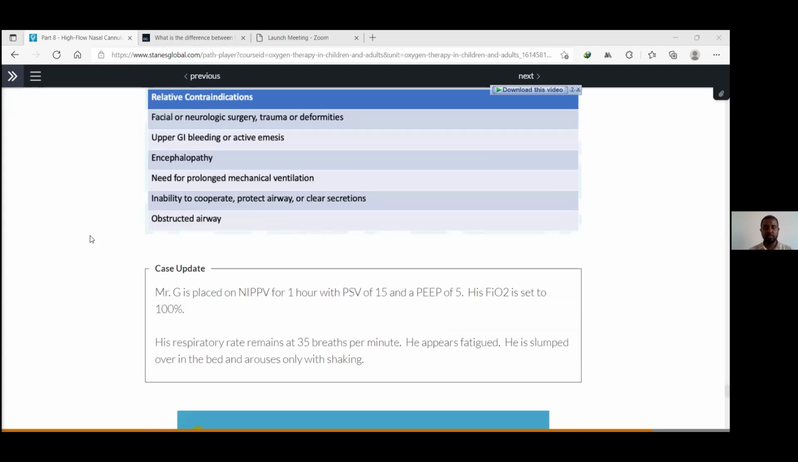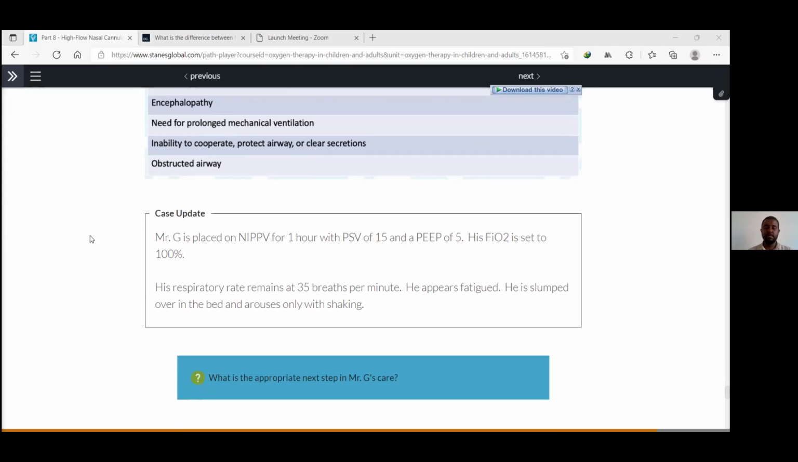So I have a case update for you. Mr. G is placed on non-invasive positive pressure ventilation for 1 hour with pressure support of 15, PEEP 5, and FiO2 set to 100%, and his respiratory rate is 35 breaths per minute. He appears fatigued, slumped over in the bed, and arouses only with shaking. What's the appropriate next step in Mr. G's care? You can mention some interventions for this case update.